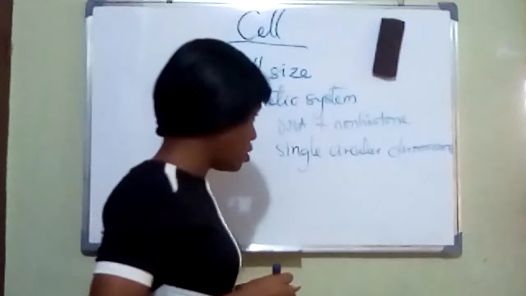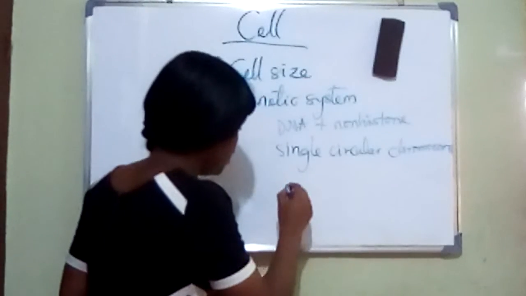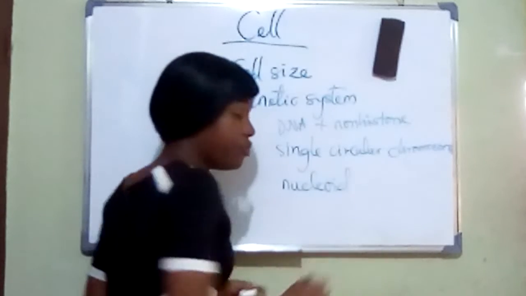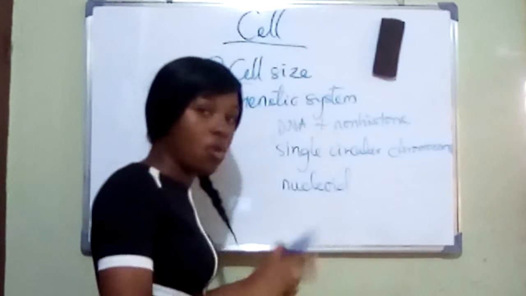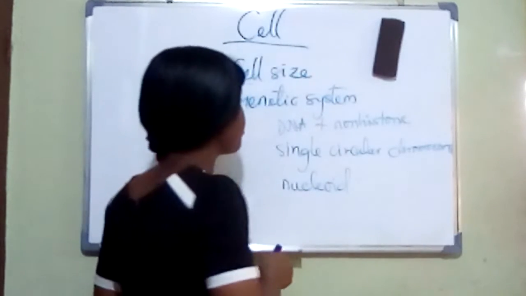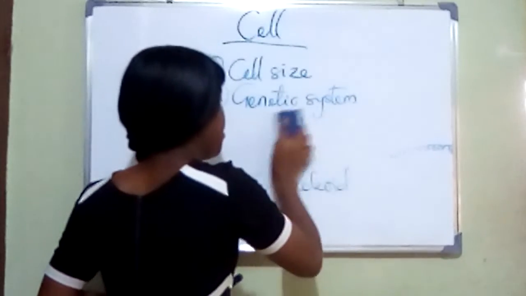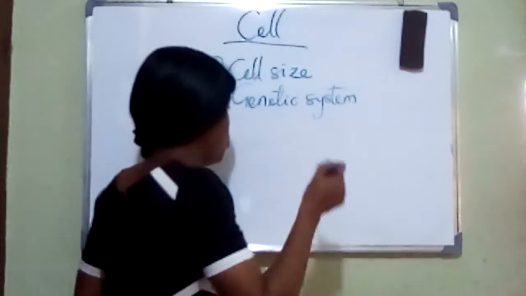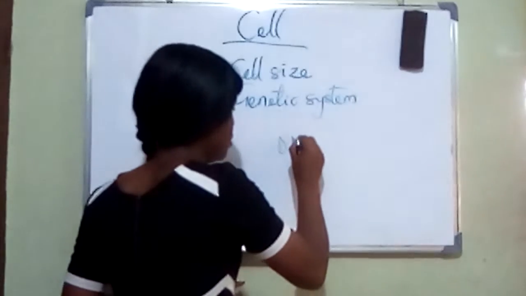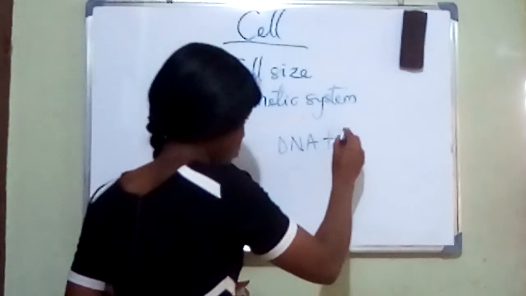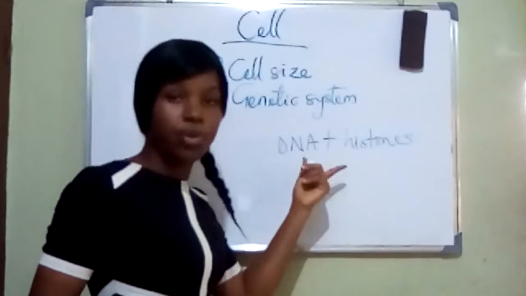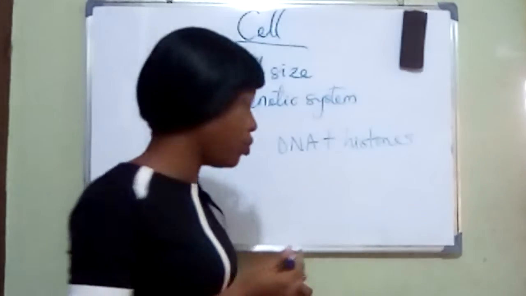Also, this chromosome is found in a region called the nucleoid. Like I told you before, that's the region that is not bound by a membrane. And then in eukaryotes, the DNA is in complex with histone proteins and non-histone proteins.